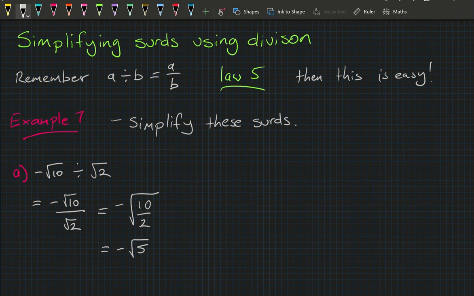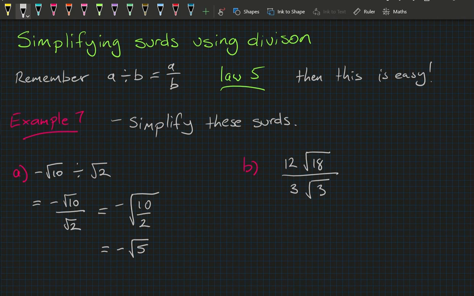Okay, it's that simple. So let's move on to part B, where they want us to simplify 12 times the square root of 18 divided by 3 times the square root of 3. So I'm just going to go backwards from what I normally do when I've got two fractions and turn this into two fractions.